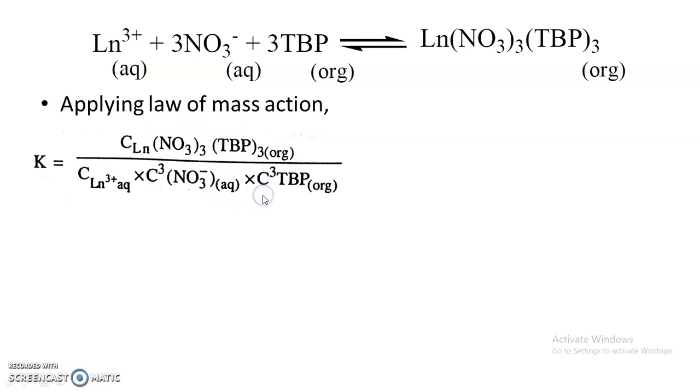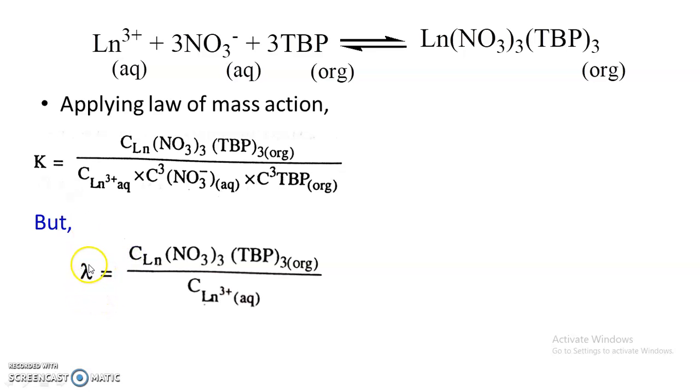Applying the law of mass action, the stability constant is given by the concentration of lanthanide ion in the organic phase upon the concentration of lanthanum ion in the aqueous phase into the concentration of the solvent. So K is equal to the concentration of Ln(NO3)3·3TBP, upon the concentration of Ln3+ aqueous, into the concentration of NO3- raised to 3, because here the coefficient is 3, into the concentration of tributyl phosphate organic raised to 3, again because the coefficient is 3. So this is the stability constant.